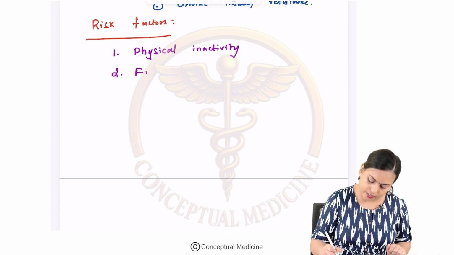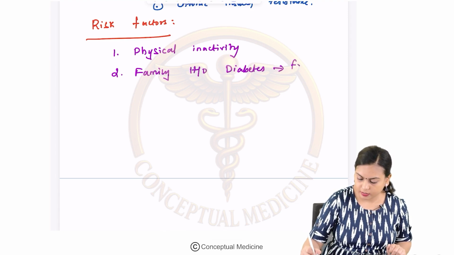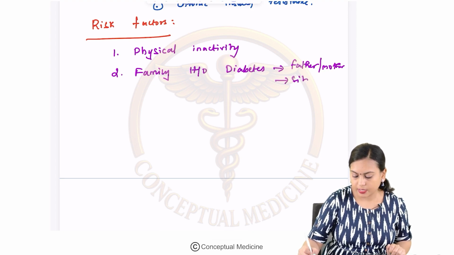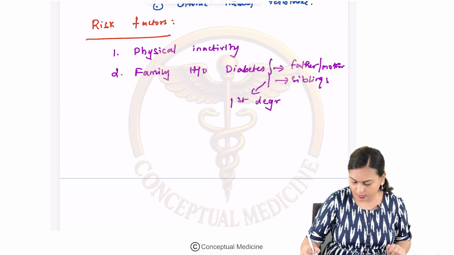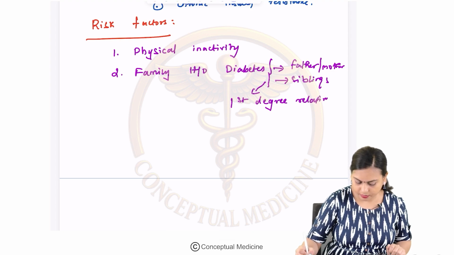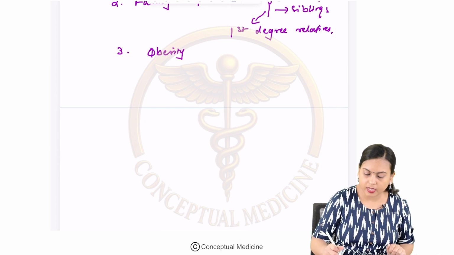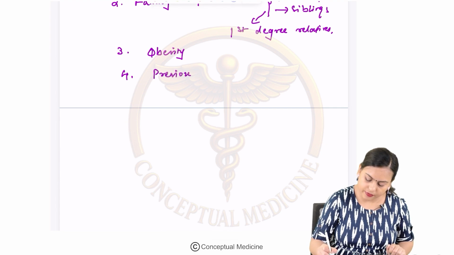Okay, so there is a family history of diabetes, especially when it is father or mother or siblings. That means they are the first degree relatives. Okay, and when there is obesity, okay, or there is a previous history of GDM.